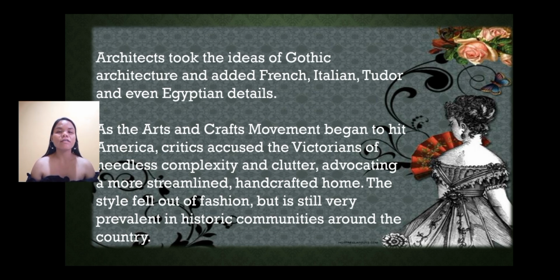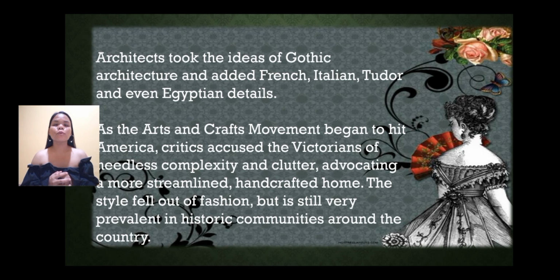Architects took the ideas of Gothic architecture and added French, Italian, Tudor, and even Egyptian details, wherein these styles were combined to create a much more delicate Victorian era style. As the Arts and Crafts movement began to hit America, critics accused the Victorians of needless complexity and clutter, advocating a more streamlined, handcrafted home. The style fell out of fashion but is still very prevalent in historic communities around the country.